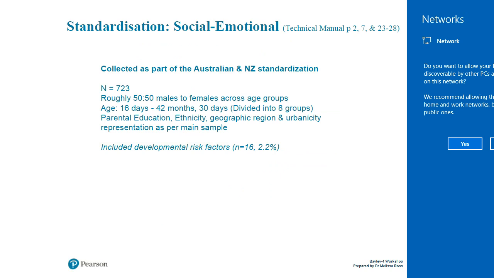The social-emotional scale is based on a sample size of 723 children and stratified to the Australian and New Zealand census according to parent education, ethnicity, and geographic region, with a ratio of 50-50 males to females. If two parents lived with the child, an average education level was used, with partial levels rounded up to the next highest level. The norms include 2.2% developmental risk factors, including prematurity, Down syndrome, and developmental delay.